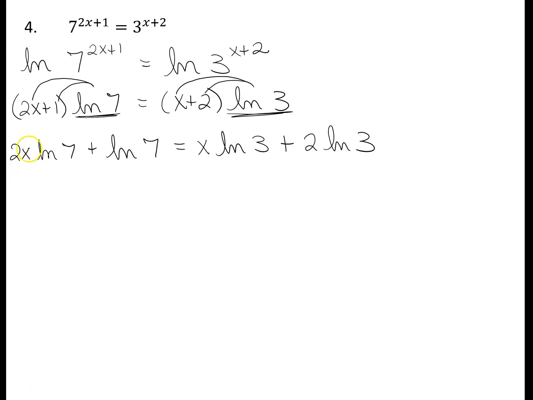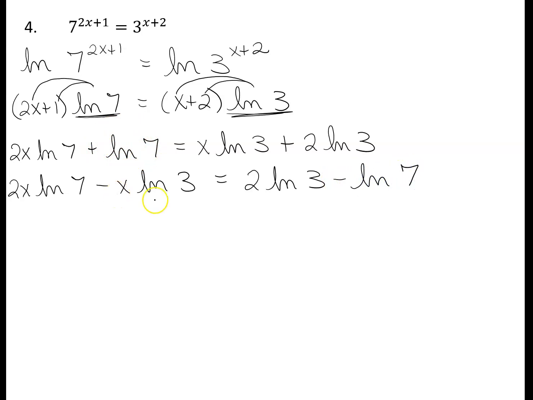And now I've still got an x on the left and an x on the right. I need those terms with the x's to be on the same side. So I'm going to leave this 2x log 7 on the left. I'm going to subtract the x log 3 to move it to the left. Now my terms that do not have x, I want on the other side. So I've already got the 2 log 3 on the right side. I'm going to keep it there. I want to move the log 7, so I'm going to subtract it.